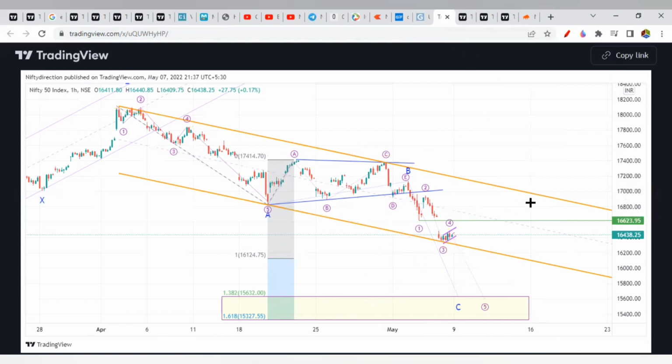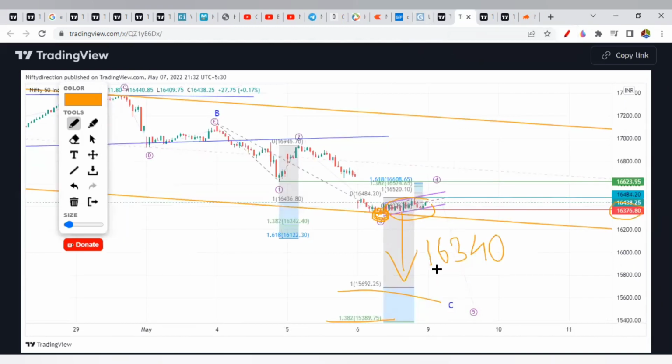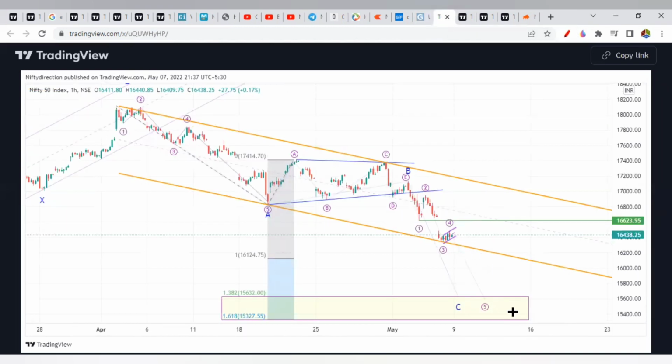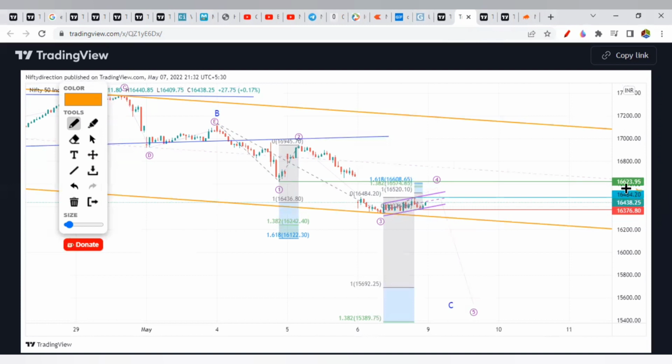Okay, so this is how we look at it. The targets will not come in one day. We are doing analysis for an entire week, so anywhere in these days, we can expect the target to come. Do remember that. So first case we discussed: if it opens gap down below this 16,376 and then breaks 16,340, then we can assume the downside.